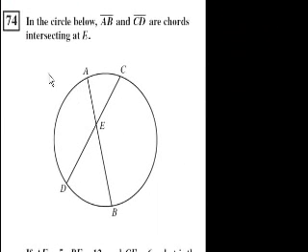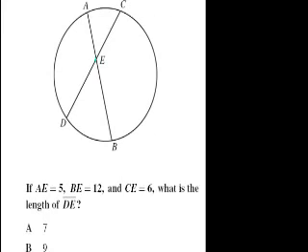Problem 74. In the circle below, AB and CD are chords intersecting at E. Fair enough. If AE is equal to 5, so this is equal to 5. Let me pick another color. BE is equal to 12. CE is equal to 6. What is the value of DE?